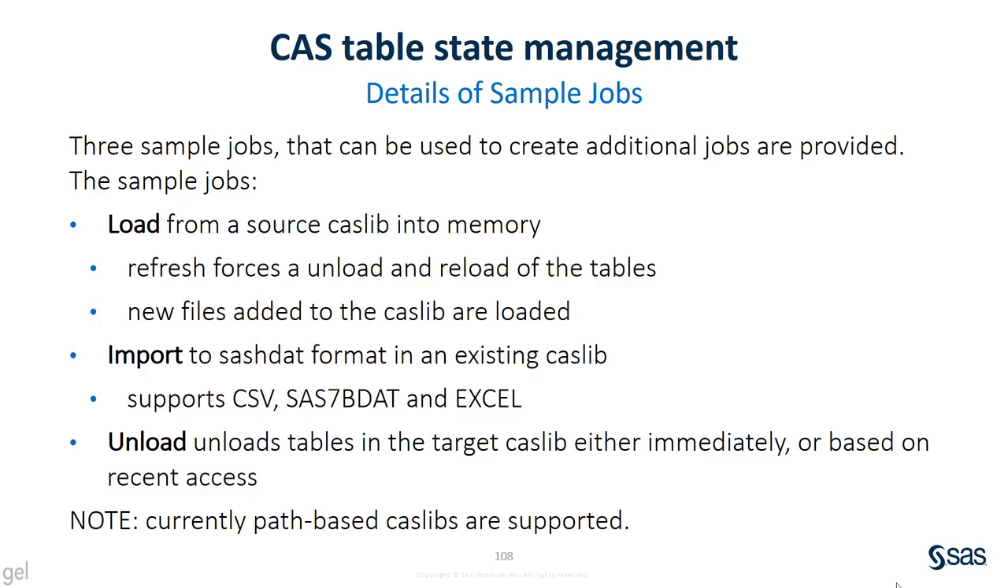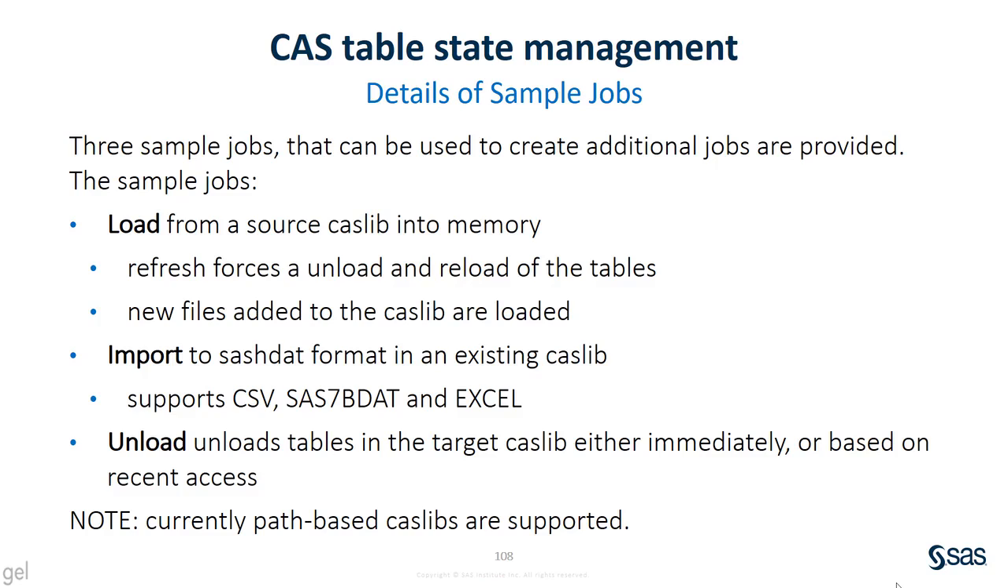Then there's an import job. The import job will take data from another location and import it into the source of a CASLIB. So that would be a way you could have maybe a drop zone where you drop files and you set up an import job that imports the files from here and puts them into the source of a CASLIB. And then maybe after that, you have a load job that loads from the source into memory. So that's the way the import job works. It puts data into the source of a CASLIB.